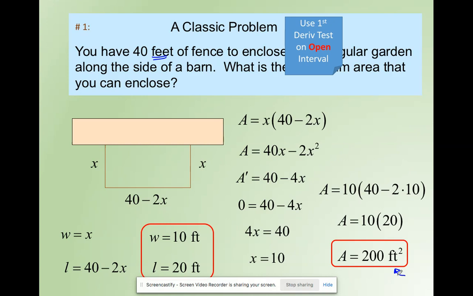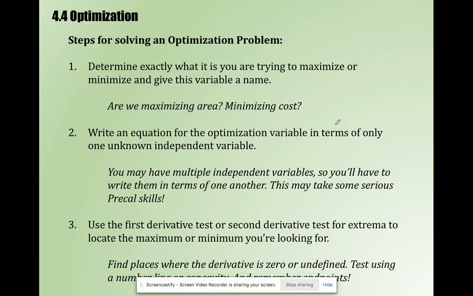I used the first derivative test on an open interval to do this optimization problem because they asked me for the maximum area and the endpoints didn't make any sense. So I used the first derivative test on an open interval. So let's wrap up our thought process there.